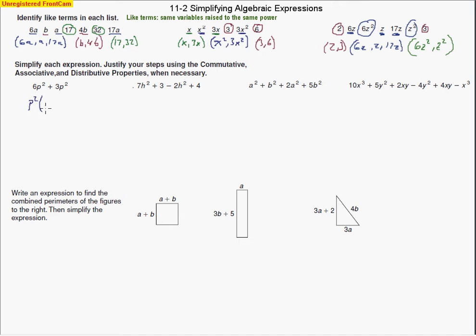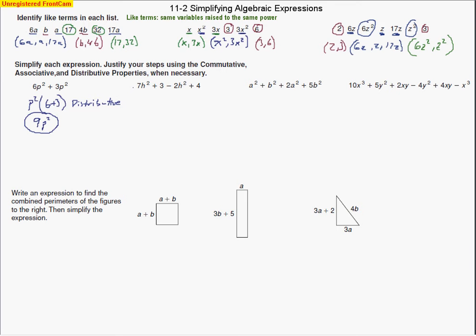And then we're going to add together the 6 and the 3. And that's how we end up with 9p squared. So when we're adding, we just add the numbers, the coefficients. Those are the numbers in front of the variable. And so we used the distributive property. The distributive property allows us to take out a common factor. The common factor was p squared, and I added together the two coefficients.